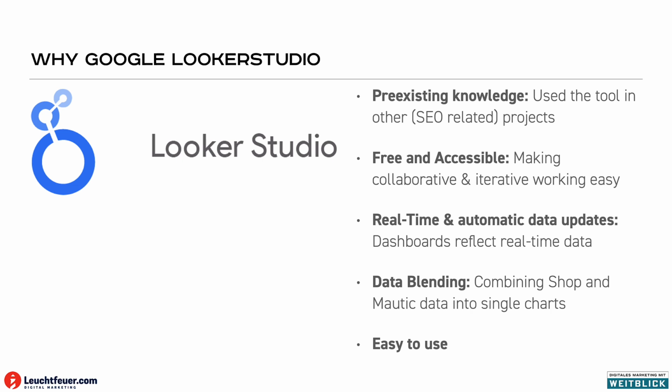Also, we have real-time and automatic data updates. As soon as you open a Looker Studio, it fetches the newest data, and we could use data blending. So we had two data sources, Mautic data and their shop data, and we could blend them into single charts without having any issues, because it's a basic feature that Looker Studio offers. So the baseline is, I'd say, rather easy to use instead of having to learn a tool from scratch that is super complicated. You can do complicated things with Looker Studio, but the base usage is rather easy to get.